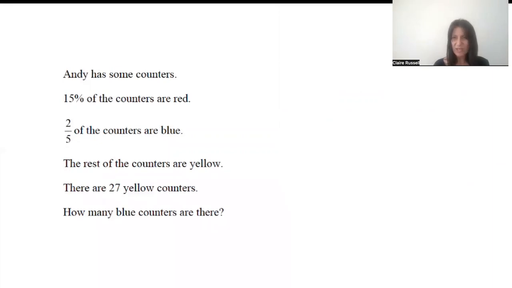Okay, as always, we need to get these into a more mathematical representation. We don't really work in sentences in maths. We try and work as much as possible. So we've got red, blue, and yellow. And then I'm just going to start putting some of that information out. So 15% are red. So that's all I know at the moment. So that's what I'm going to put there. 2/5 are blue. So I know that. And the rest are yellow.